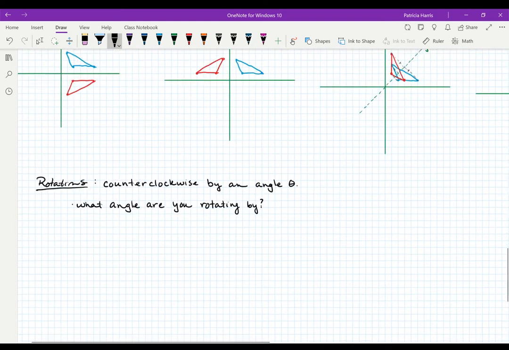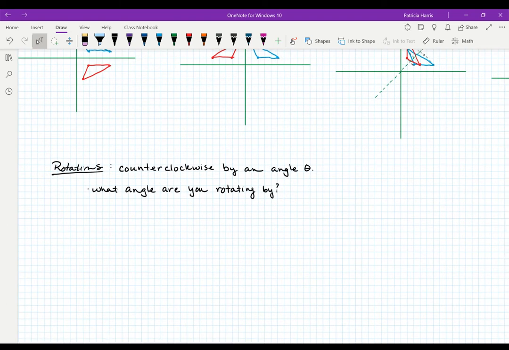Okay, so we're going to keep it fairly simple. We're going to do a 45-degree angle first. So we're going to do 45 degrees counterclockwise. Oops, can't spell.